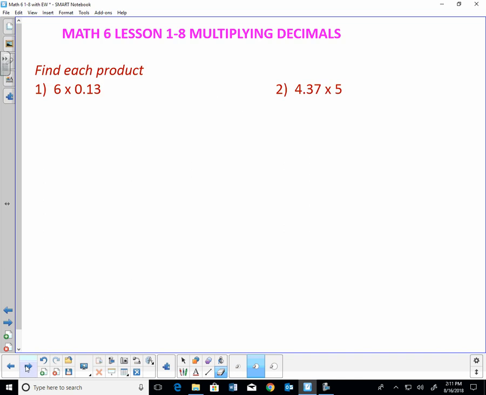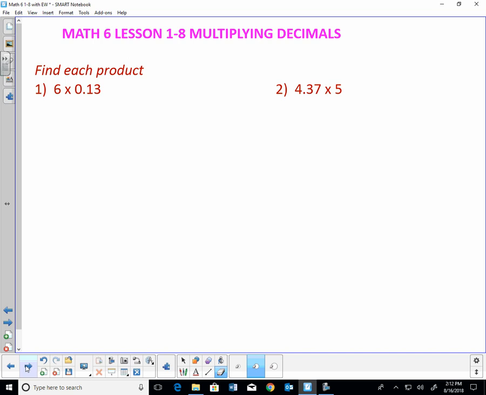Let's take a look at some multiplication. We're going to find each product. If I'm going to multiply 6 times 0.13, we're going to multiply 6 by something less than half, because 0.13 is less than 0.5. 0.5 would be half, so half of 6 would be 3, so our answer better be smaller than 3. Our answer should be very small because we're looking at something that's only slightly a tenth larger.